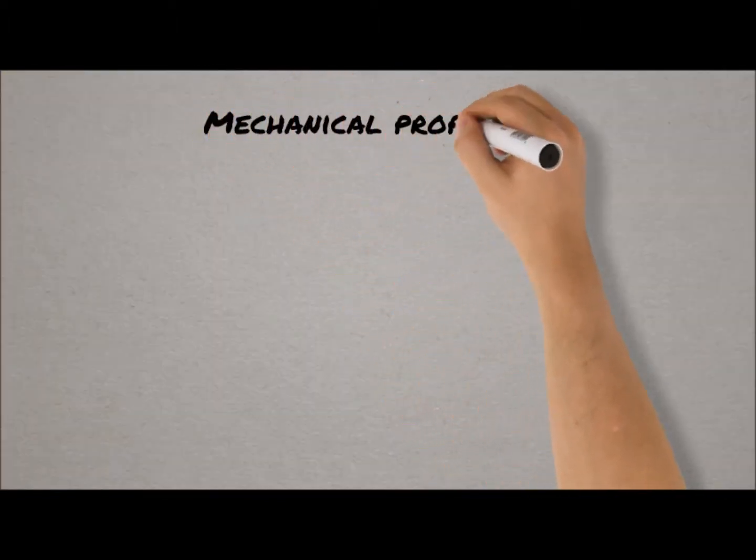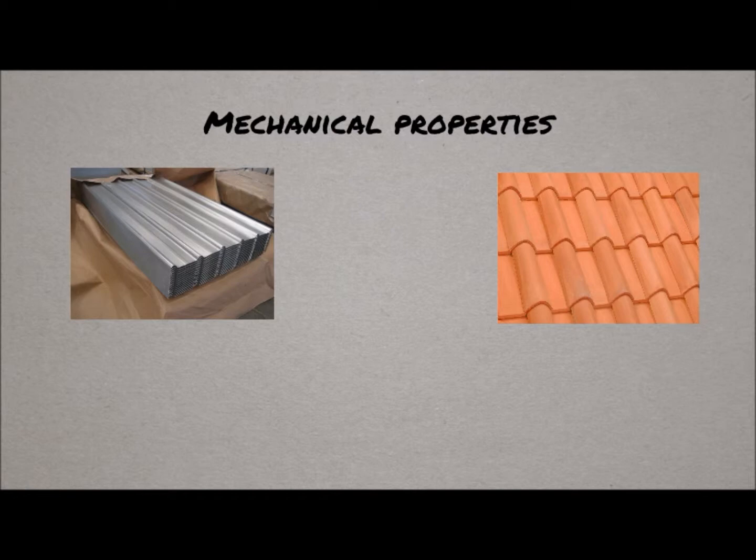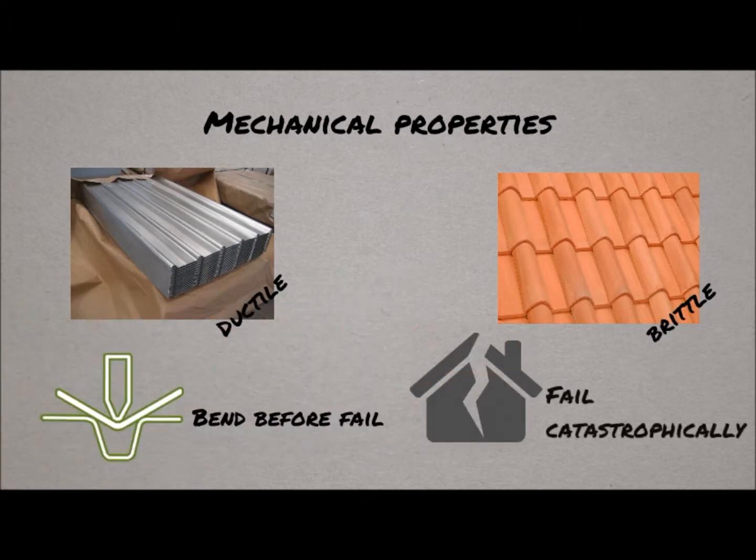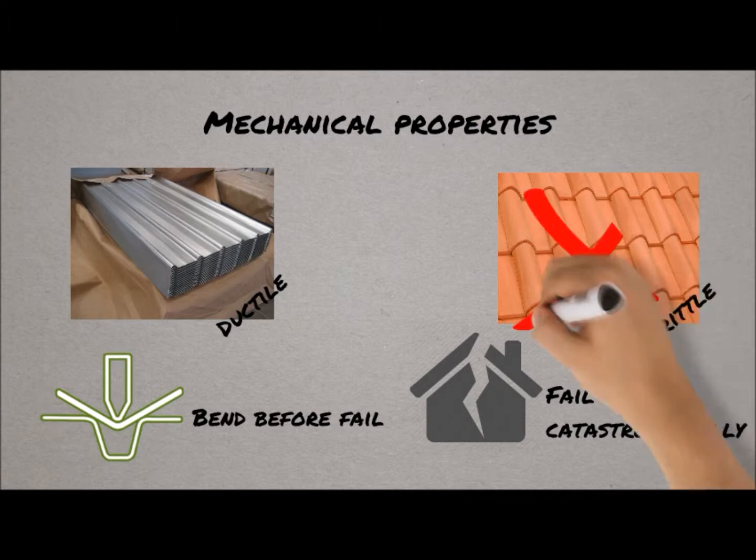Next, mechanical property. Zinc roof tile is ductile, while clay roof tile is brittle. Zinc roof tile will bend before it fails, but clay roof tile will fail suddenly, which is not desirable from a safety aspect.